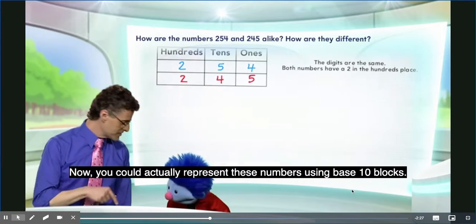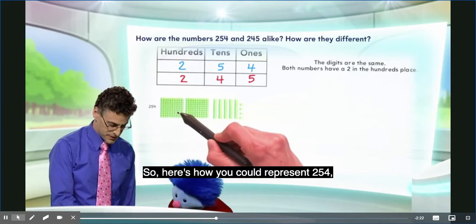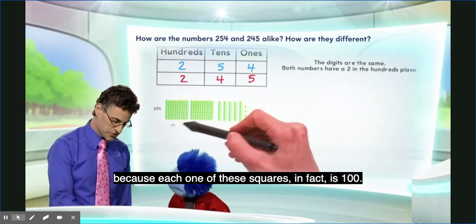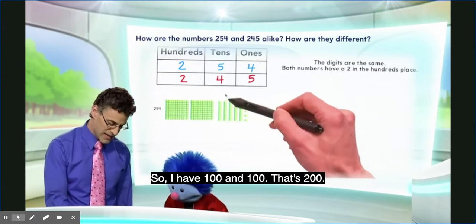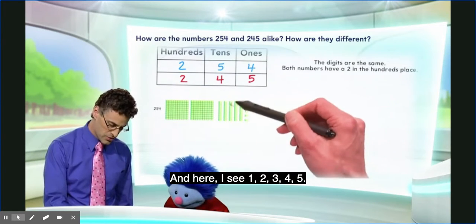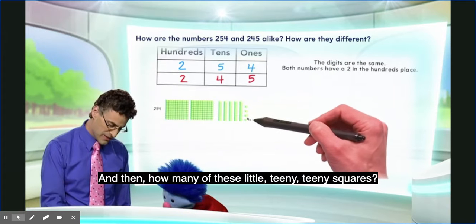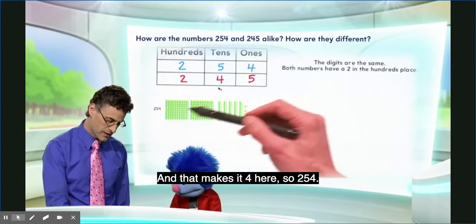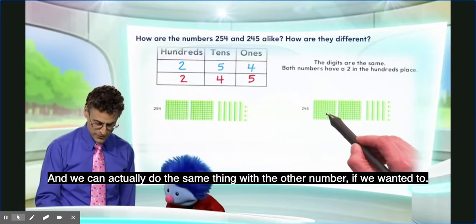Now, you can actually represent these numbers using base 10 blocks. Here's how you could represent 254, because each one of these squares is 100. So I have 100 and 100. That's 200. And each one of these longs is a 10, so it represents tens. Here I see 1, 2, 3, 4, 5. So 5 tens. And then how many of these little teeny squares? Those are 1, 2, 3, 4. And that makes up 4 here. So 254. Oh, yeah. And we could do the same thing with the other number if we wanted to.